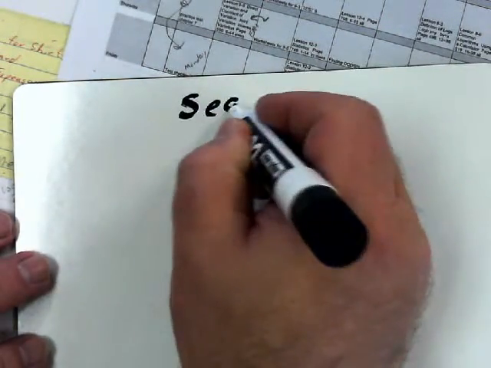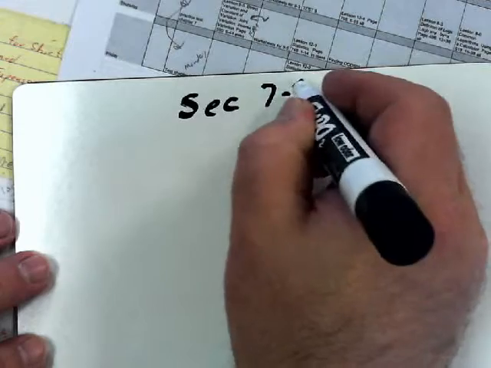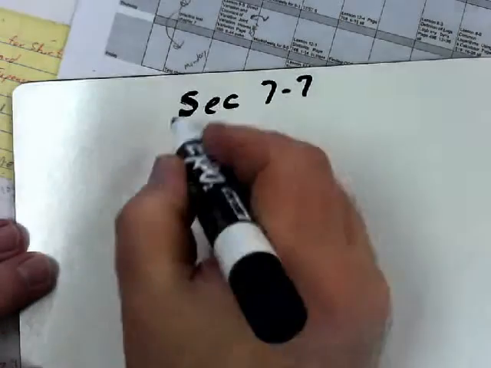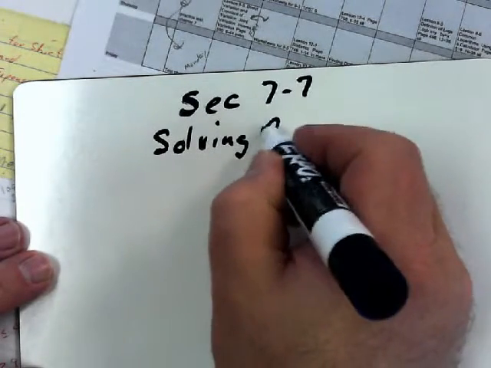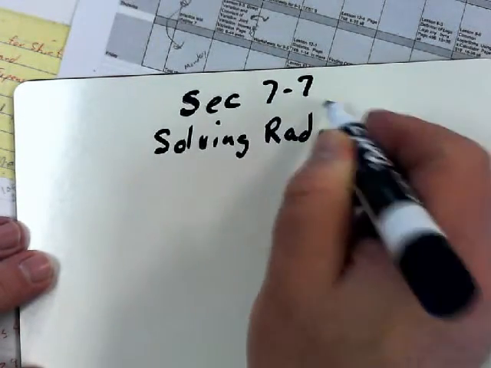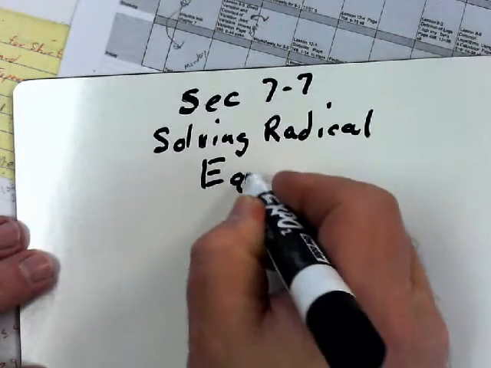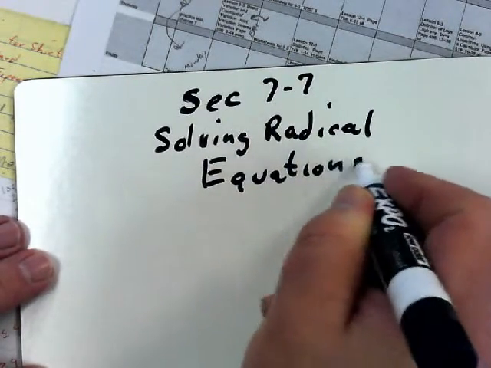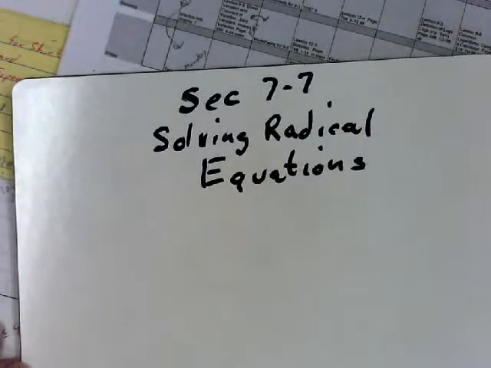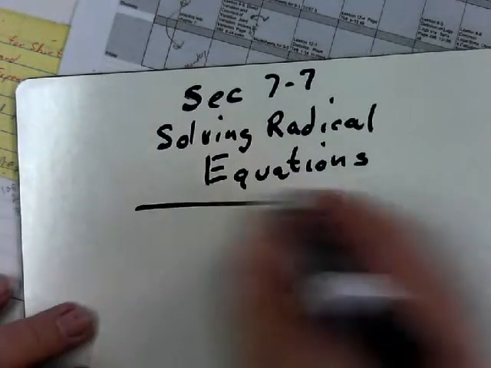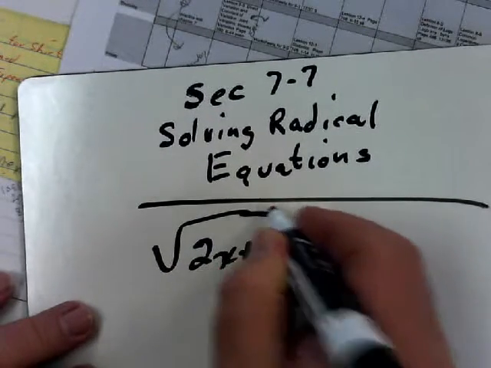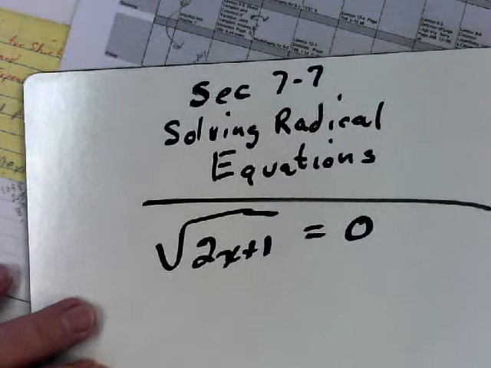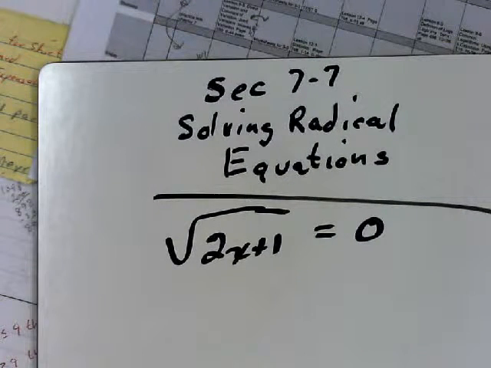Look at section 7.7. Solving radical equations. A radical equation looks similar to this, or something of that nature. That's the simplest one.